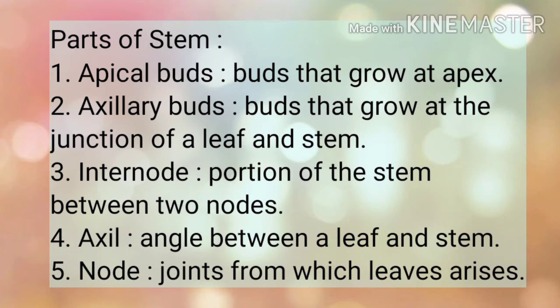Now we discuss the parts of a stem. There are 5 parts of a stem: apical bud, axillary bud, axil, node and internode. Now first we discuss the apical bud. What do you understand by apical bud? Buds that grow at the apex of the stem or its branches are called apical buds. They are also known as terminal buds.